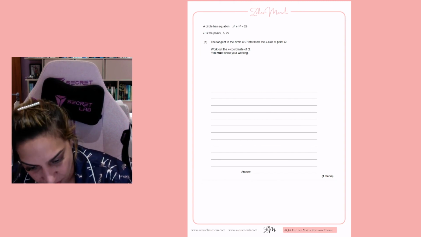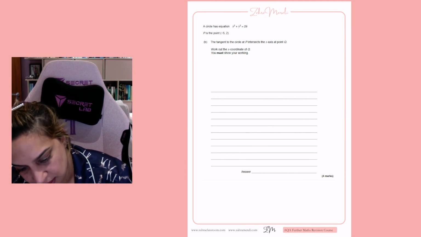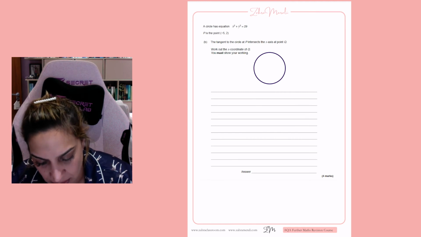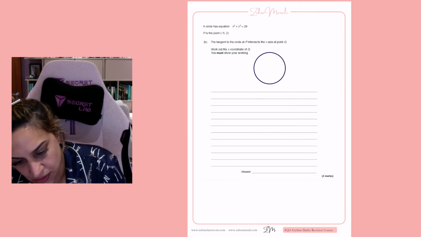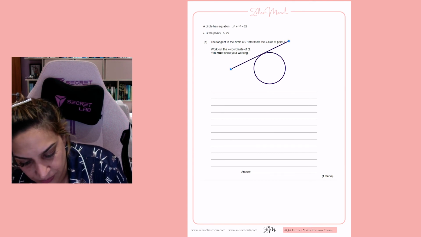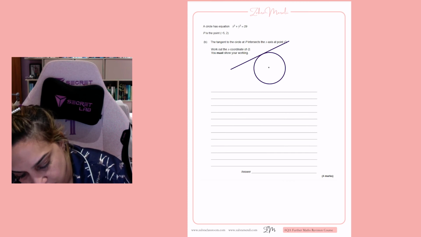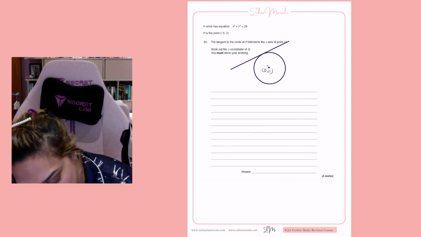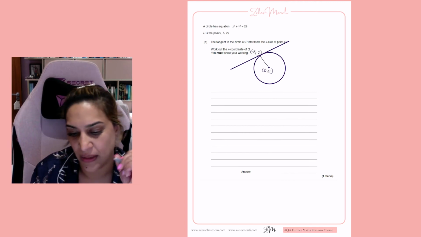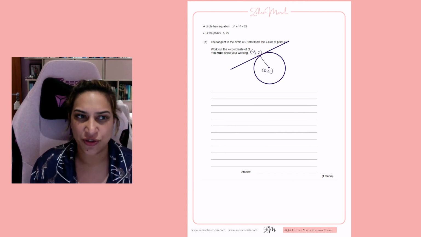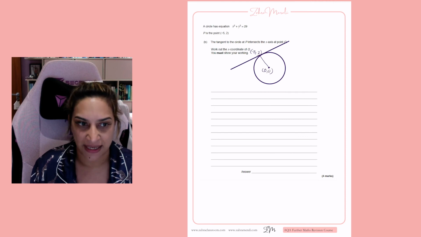So we've got a circle. We're given a circle here, and we're given a point. Let's draw the tangent here as well, because I know I'm going to need it. We've got a circle, center 0, 0, because it's just x squared plus y squared. And there's a point here, which is -5, 2. We want to find the equation of the tangent to be able to find where it meets the axes.